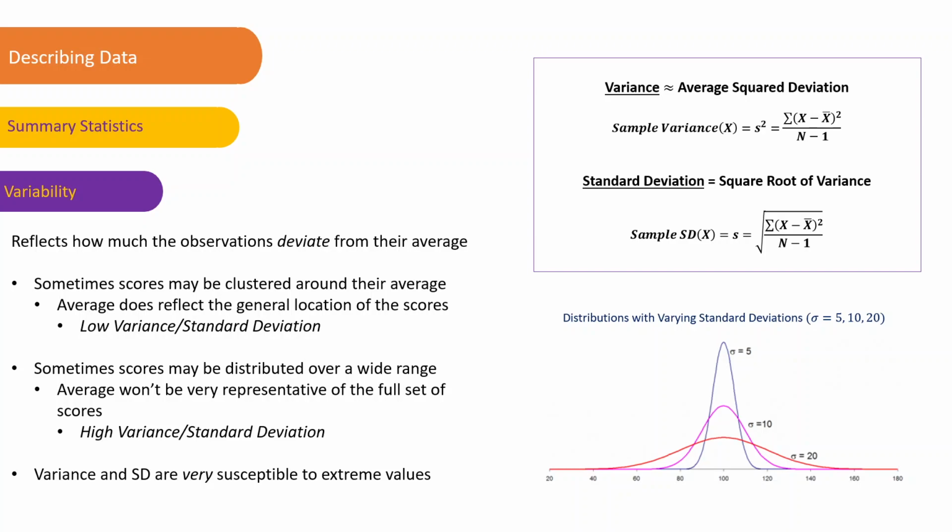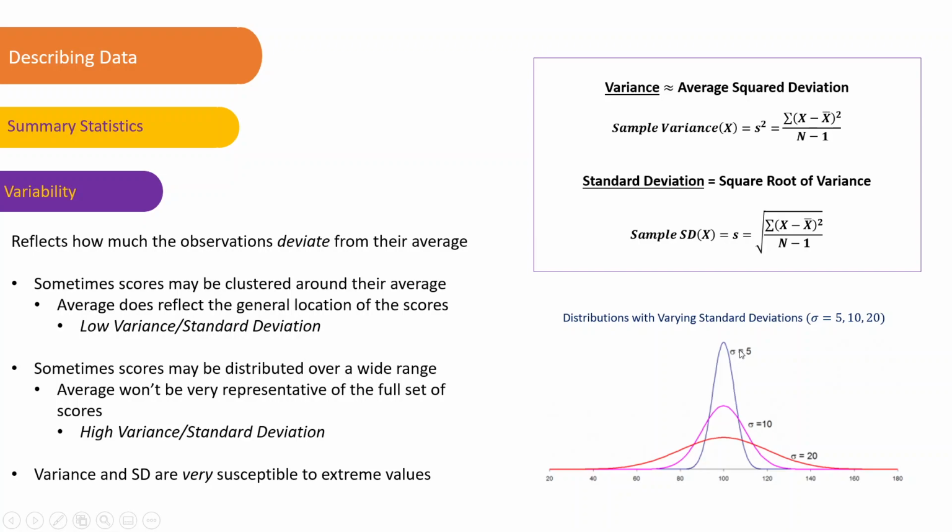But if the scores instead are distributed over a wide range of values, then that average isn't as representative of the full set of scores anymore. And we would say that there's a high standard deviation because they do deviate from their average to a greater degree. As an example, let's look at this figure down here before we talk about the formulas. This notation, sigma, is the notation for the population standard deviation. For the sample, you use little s instead, but just note that this just means standard deviation.